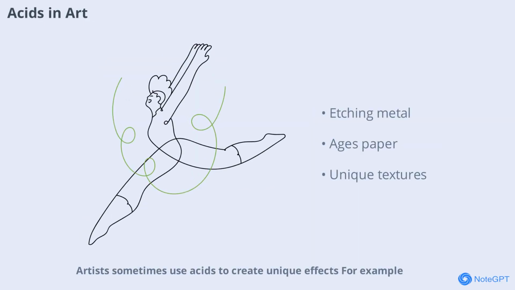Artists sometimes use acids to create unique effects. For example, etching involves using acid to carve designs into metal plates, which are then used for printing. Acids can also be used to age paper or create interesting textures in paintings. This creative use of chemistry adds depth and character to works of art.